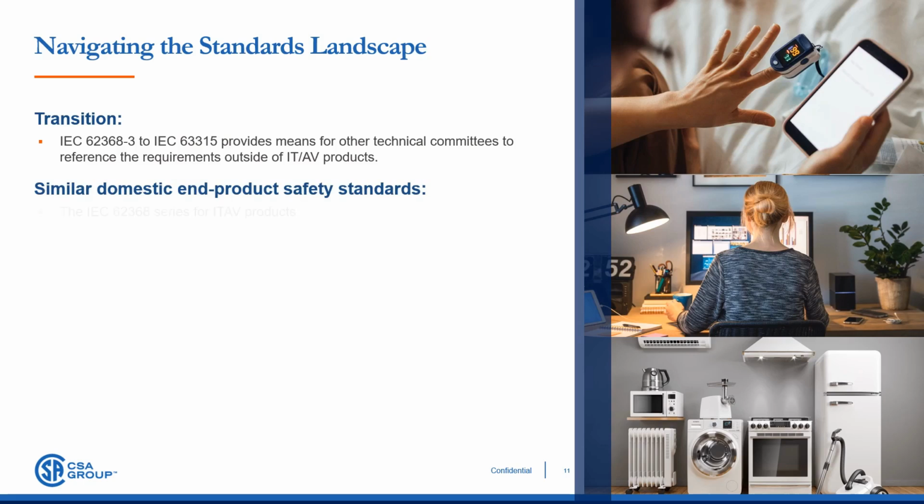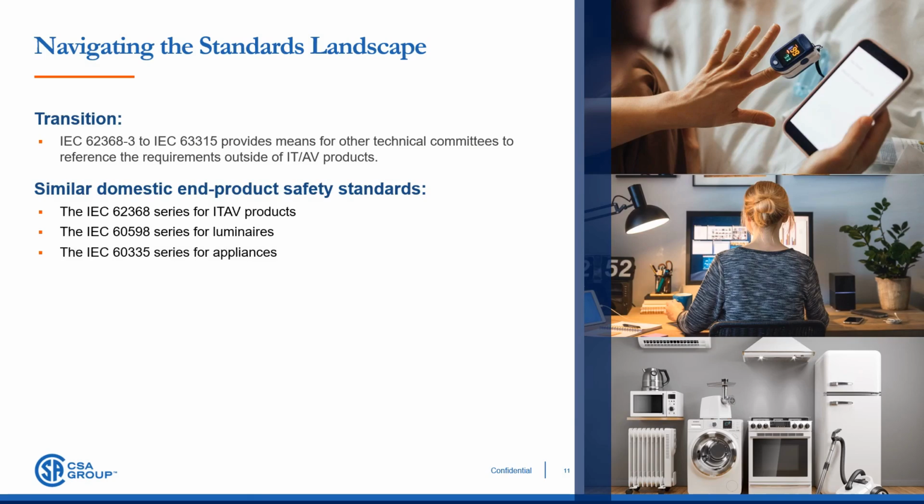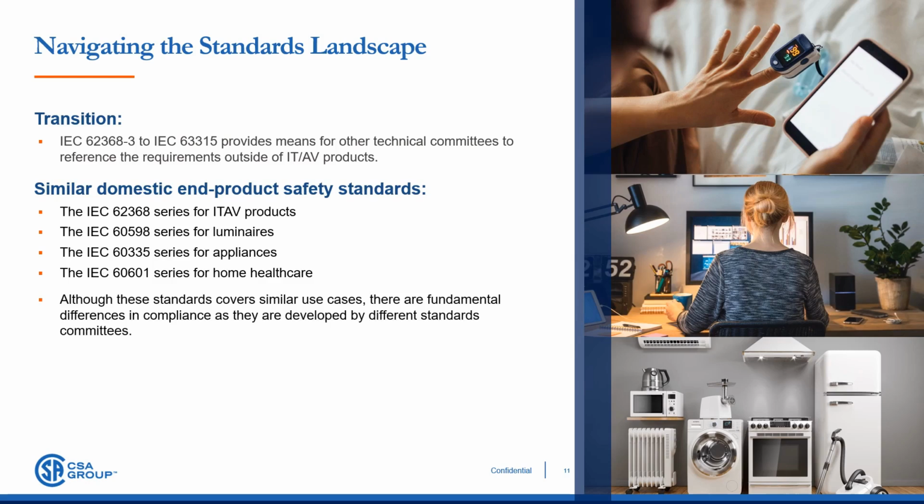When taking into account end product safety standards found in domestic environments, this presentation specifically considers the IEC 62368 series for ITAV products, the IEC 60598 series for luminaires, the IEC 60335 series for appliances, and the IEC 60601 series for home healthcare, collectively referred to as the similar end product standards from this point forward. All these product types are already commonly found in close proximity within domestic environments. Over time, it becomes increasingly difficult to justify the long-standing technical differences in these similar end product standards, caused from the separation of the standards committees that develop each of them.